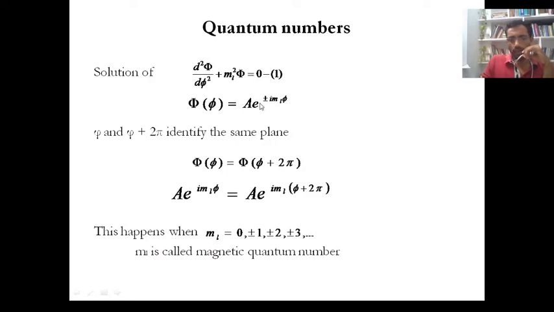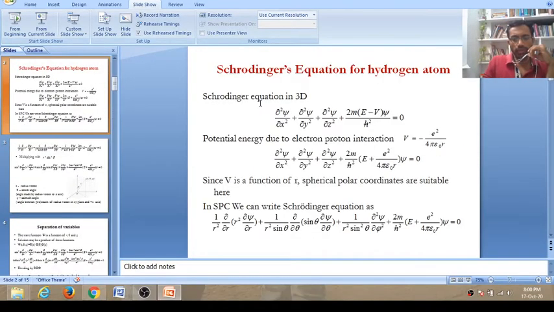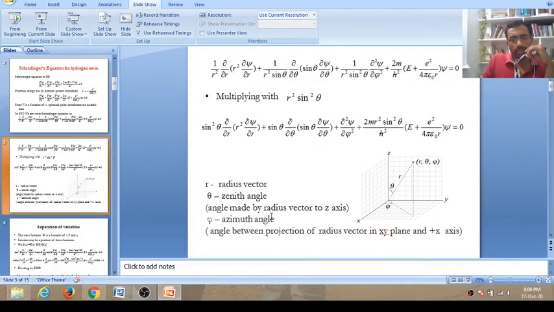Here you know what phi is, we studied it in the previous classes. Phi is the azimuthal angle, that is this angle, isn't it? We know that this azimuthal angle goes from 0 to 2 pi. That means if I add 2 pi to this azimuthal angle, I will get the same angle, isn't it?